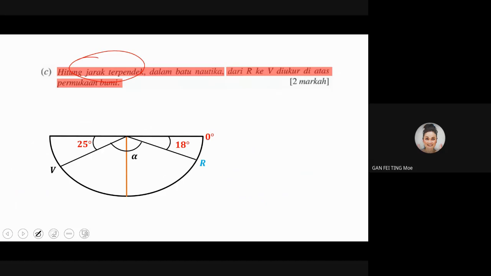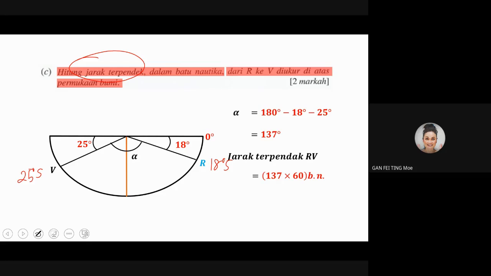So this is the diagram that I have for you. Remember just now, I cut it off again. So then I need to know the alpha. Just now I got my R as 18 degree south. And V just now, the first part is 25 degrees south. If my part A just now was wrong, part B was wrong, then definitely it will affect the rest of your working. So what is the alpha here? Alpha will be 180 minus 18 minus 25. You get your answer. So then straight away into the formula. The shortest distance of RV will be the 137 times your 60. You get your answer correct. 2 marks.